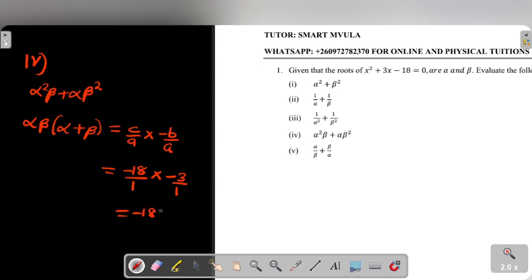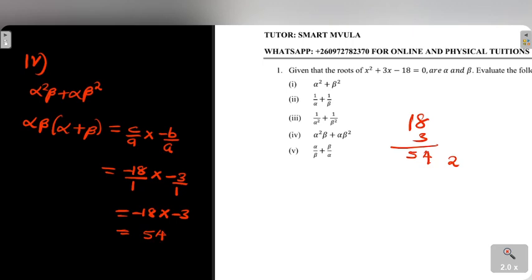So here we have negative 18. When you say negative 18 divided by 1, you have negative 18 times negative 3 over 1. So here we're multiplying, that is 18 times 3. 3 times 8, we have 24. You write a 4, you keep a 2. Then 3 times 1, that's a 3, plus a 2, we have a 5. So negative 18 times negative 3 will give us positive 54. So that's what we have as our answer.